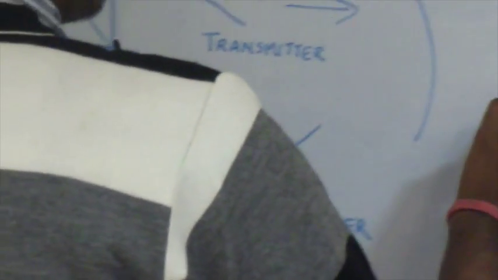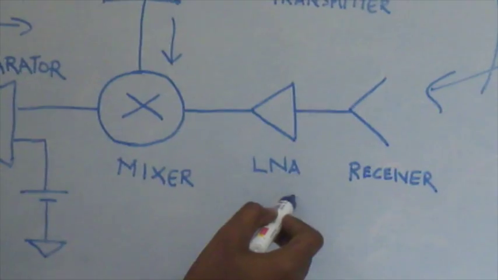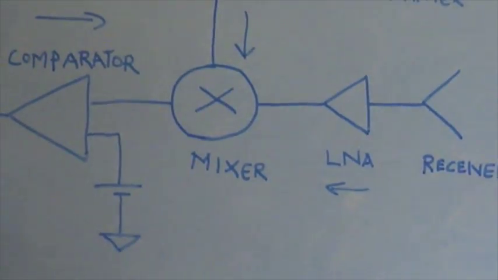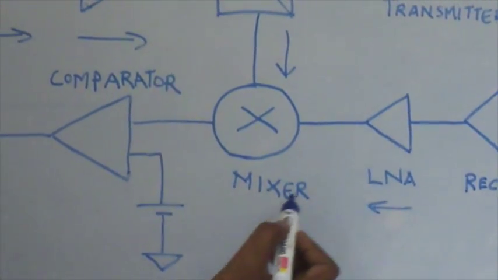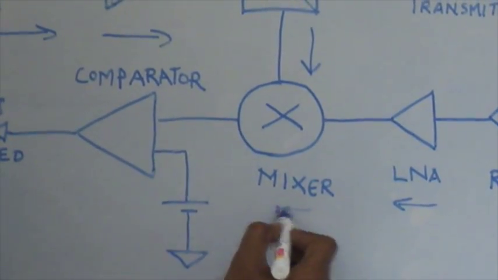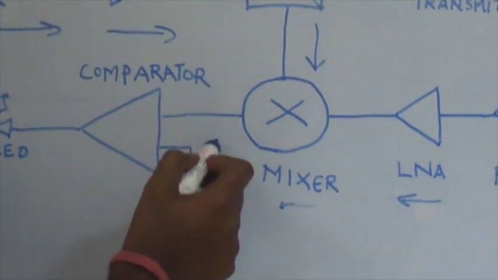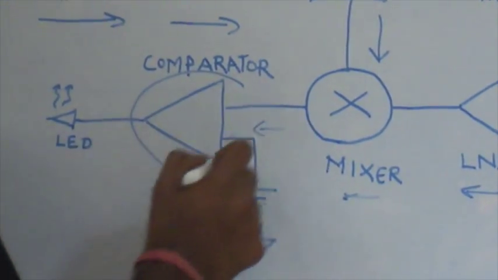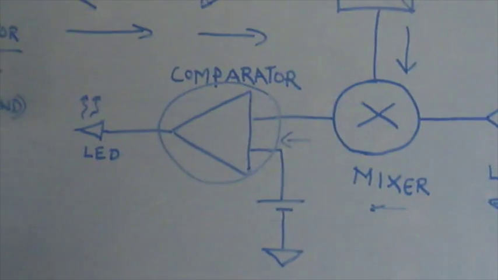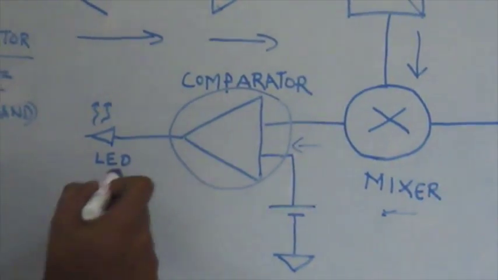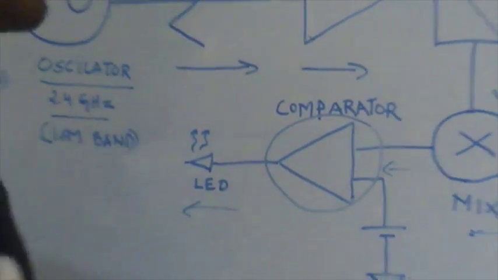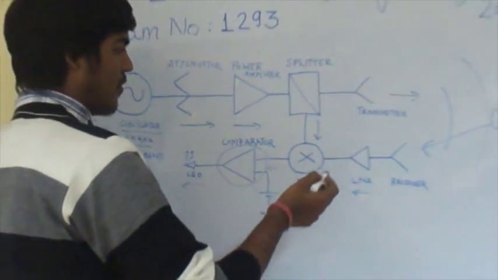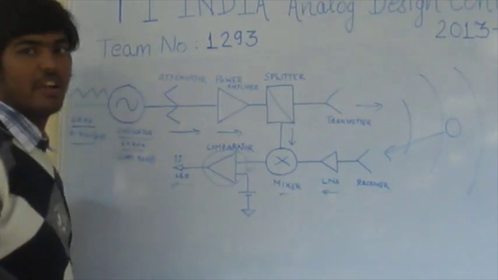The signal after reflection from the object will come to the receiver antenna and pass to the low noise amplifier. The low noise amplifier will suppress any noise in the signal. Then the signal is again fed to the mixer input. The output of the mixer is given to the comparator circuit, of which one of the reference values is set by our lab experiments. The output of the comparator is given to the LED system. The LED will glow when the signal received from the receiver antenna is more than the reference value.